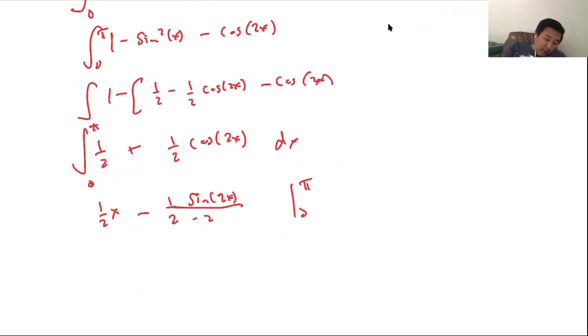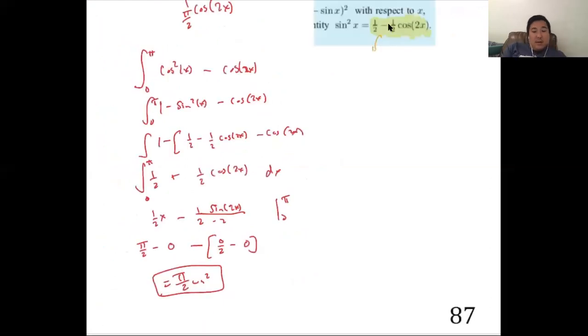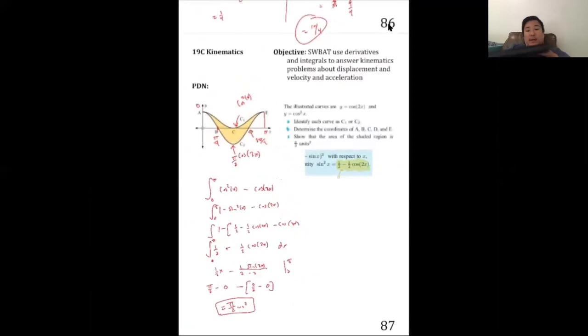So plug in pi over 2 minus sine of 2 pi, 0. That's just 0 minus, plug in 0, 0 over 2 minus 0, sine of 0, 0, minus 0, so pi over 2. It's a little bit easier. So that's integrating between two functions. Always remember top minus bottom.